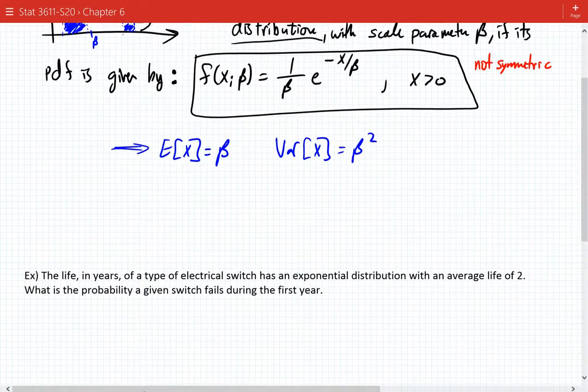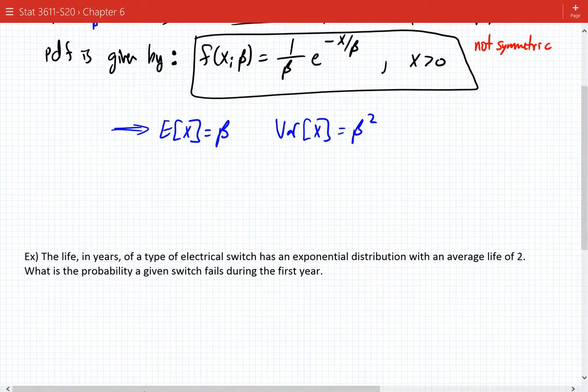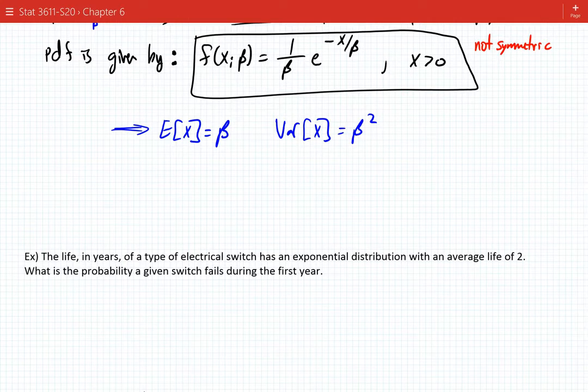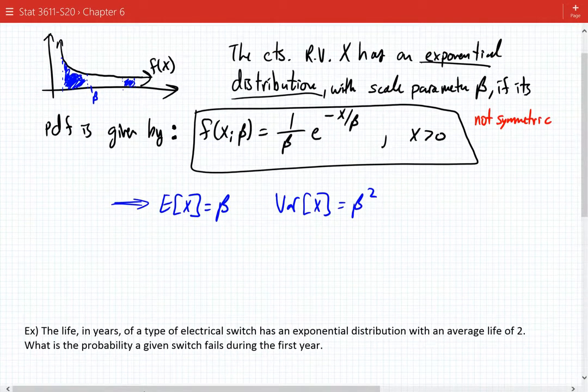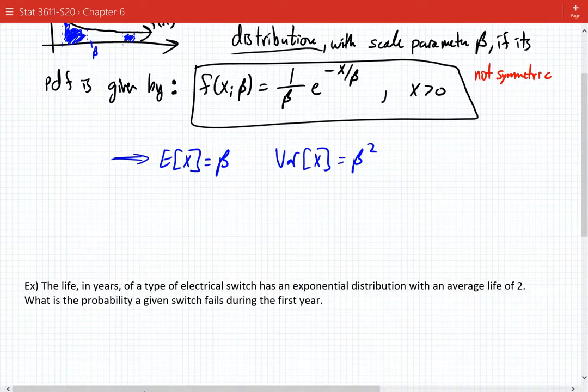Let's take a look at an example here. The life in years of a type of electrical switch has an exponential distribution with an average life of 2. What is the probability a given switch fails during the first year? This is a very typical type of exponential distribution question, talking about the lifetime of something. So there's this theoretical potential that the switch never breaks. But the longer the switch is lasting, it's unlikely that it continues to last longer. And an exponential decay curve is really good at modeling that. So this is a very typical type of question here.